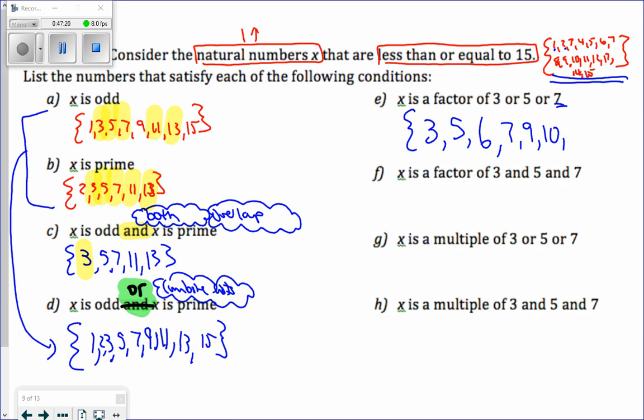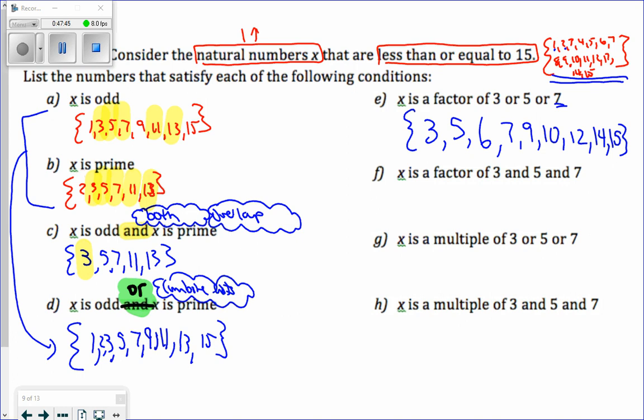How about 11? How about 12? How about 13? How about 14? How about 15? So remember, or means it's on one list or the other list or the other list. It's one or the other or all.